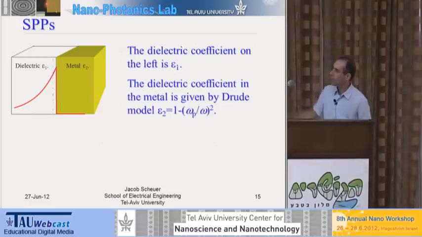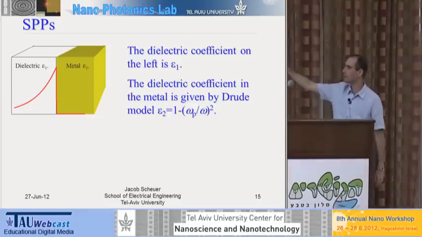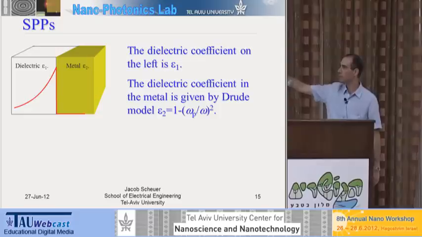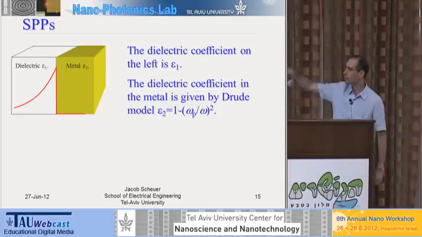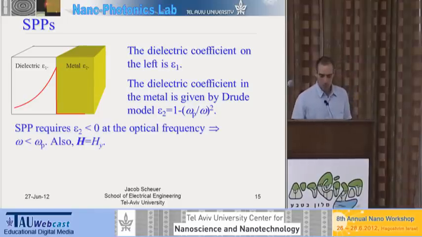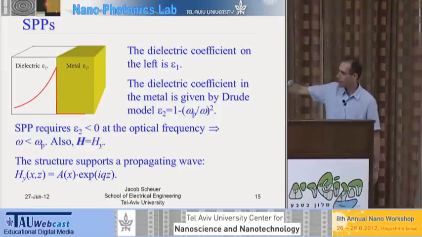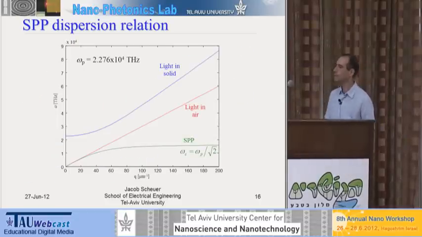So if we try to model this, and we take the air or the dielectric material here having a dielectric coefficient epsilon 1, and we use the Drude model to describe the dielectric properties of the metal, we can find a solution for this surface wave, and these are the only equations that you're going to see in this presentation. It has a shape which depends on the transverse direction. It has some kind of propagation coefficient. We can actually solve it and get a number for that, or a graph in my case, and what we see here is the dispersion relation.